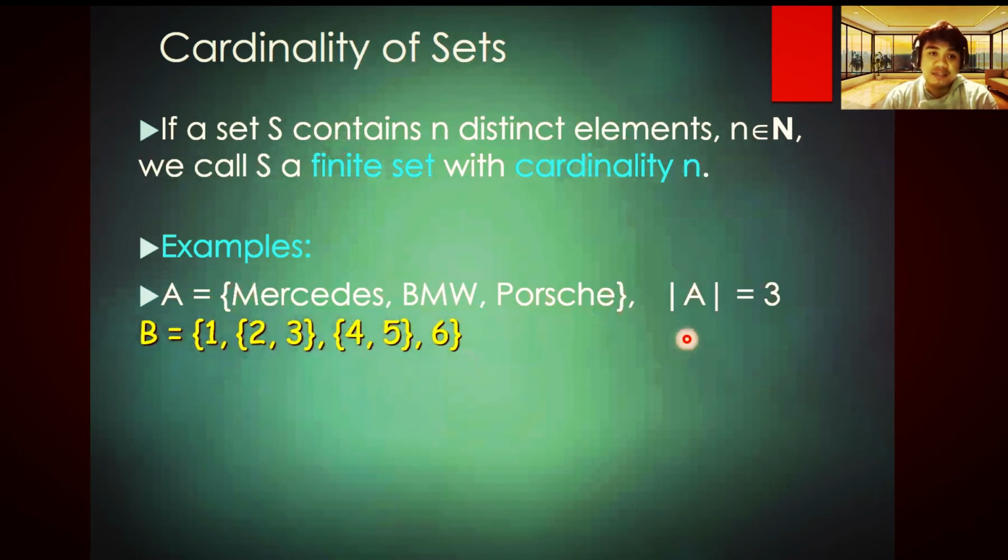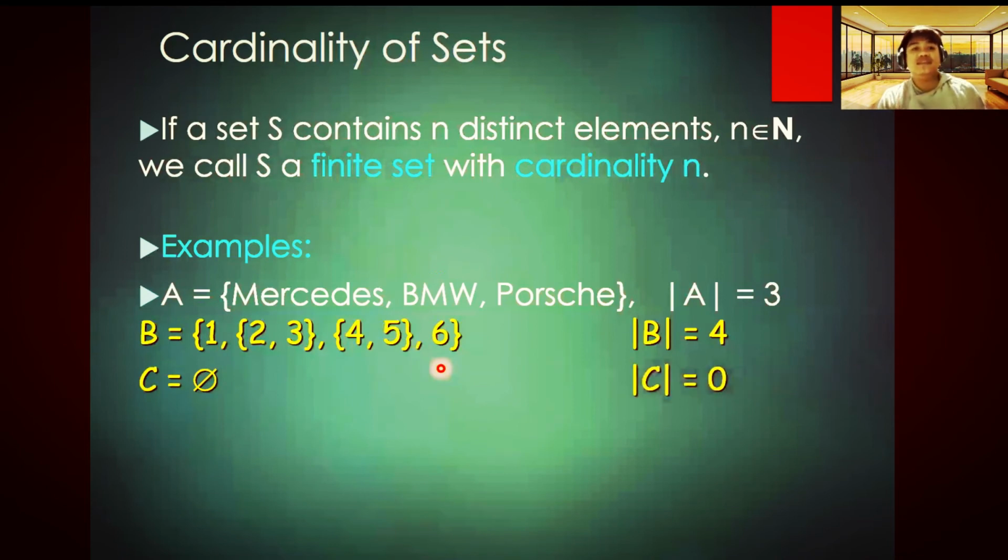And we have here set B. So we have elements 1, set 2, 3, set 4, 5, and 6. So we have 1, 2, 3, and 4. So the cardinality of B is 4. And we have set C. As you can see, set C is equal to the null set. We know naman na ang null set has a cardinality of 0.